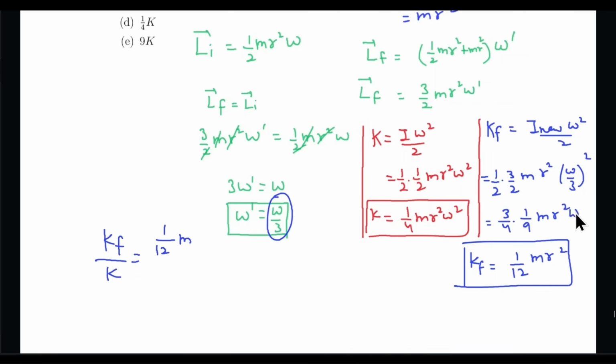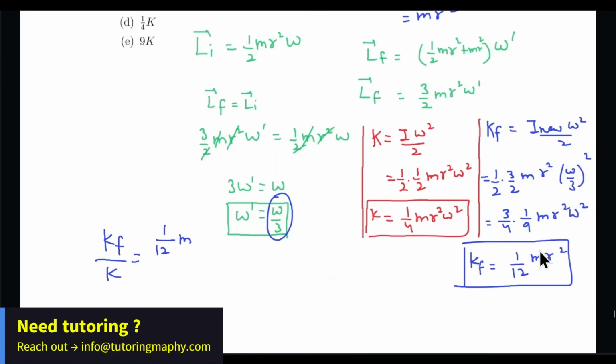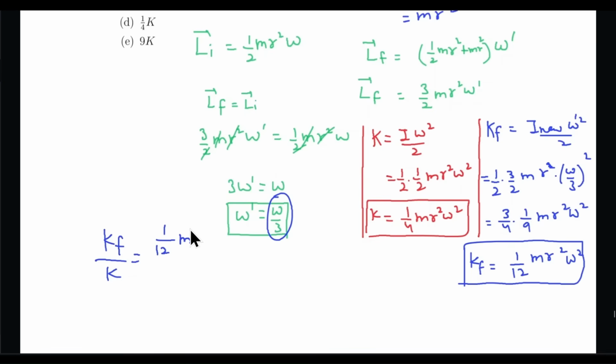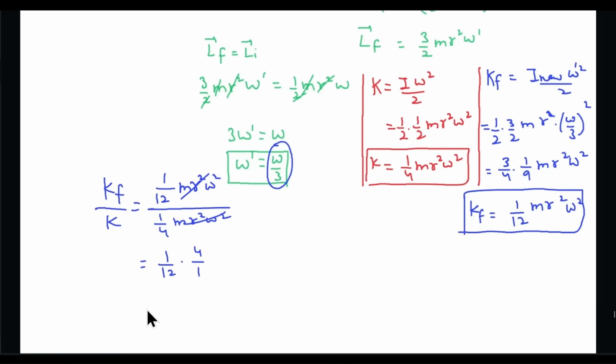I think I left an omega square here. There should be an omega square, guys. Let me fix that. Okay, so half m r square omega square over the K, which is 1/4 m r square omega square. So keep change flip, it will become 1 over 12 times 4 over 1, and 4 over 12 is 1 over 3.